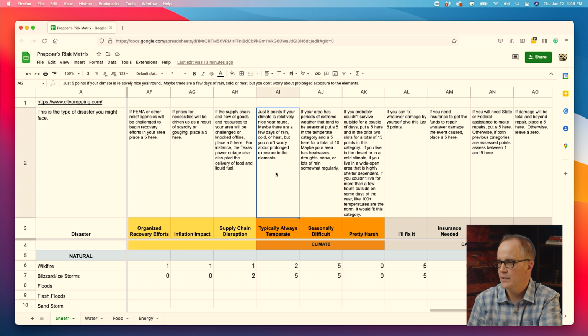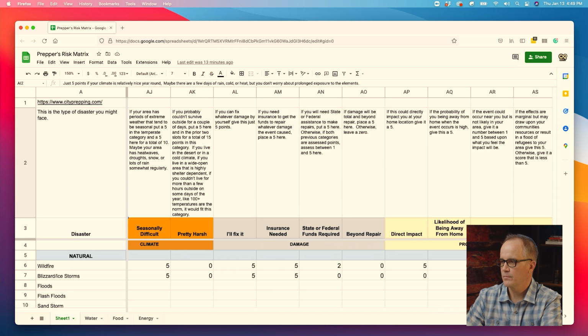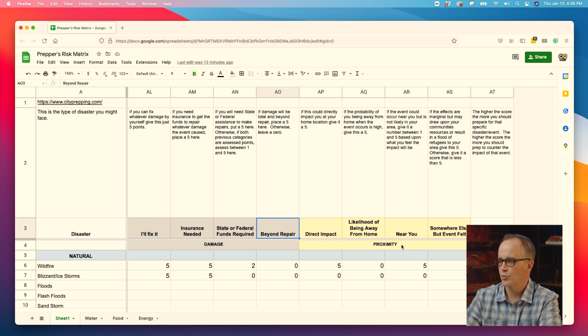Maybe there are a few days of rain, cold. So if you're not too worried about it being really bad weather, it's always temperate, you would rate it accordingly. Now, as you go on, the damage, is this something you can fix? Insurance needs to fix? State or federal funding is going to need to get involved, or is it just absolutely beyond repair?